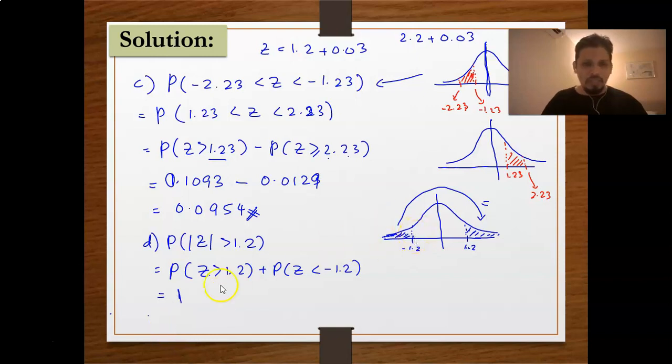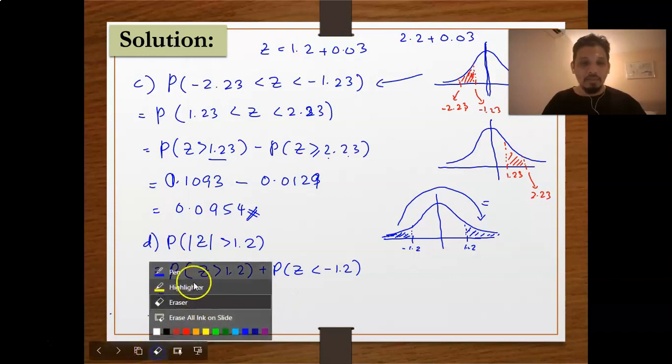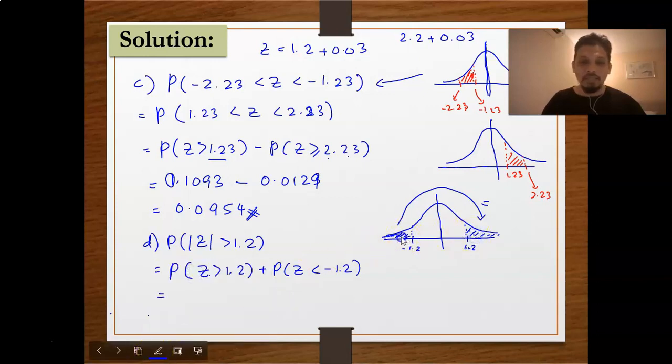Class, if I use 1 minus 2 probability of Z greater than 1.2, I'm finding an area, but this is not the area that we're looking for. So it means that I made a mistake here. The correct way of solving this is we just count this and this by double the probability of Z greater than or equal to 1.2. This area is equal to this area, so why don't we just find the area of this part and multiply by 2.